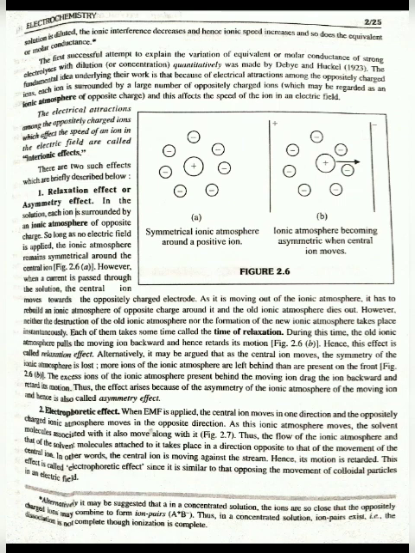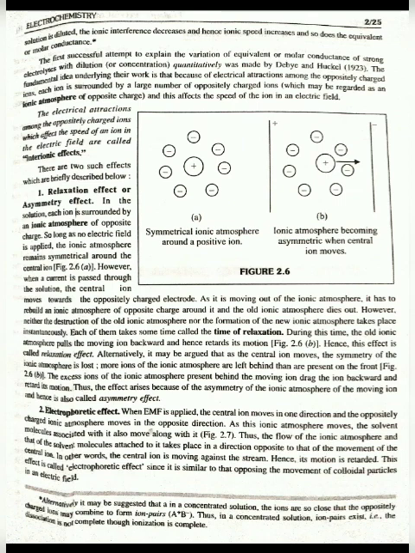Alternatively, it may be argued that as the central ion moves, the symmetry of the ionic atmosphere is lost. More ions of the ionic atmosphere are left behind than are present in front. The excess ions of the ionic atmosphere present behind the moving ion drag the ion backward and retard its motion. Thus, the effect arises because of asymmetry of the ionic atmosphere of the moving ion and hence is also called asymmetry effect.